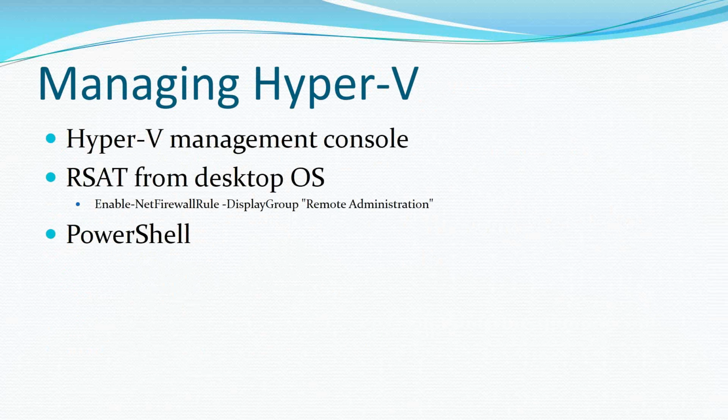From your desktop, you can download RSAT, the Remote Server Administration Tools, which will include the graphical console. It'll also include all the PowerShell cmdlets for Hyper-V, such as Get-VM. On top of that, you may find that you need to enable the firewall rule on the actual Hyper-V server using Enable-NetFirewallRule, or possibly remote management by running winrm qc through command prompt or PowerShell.